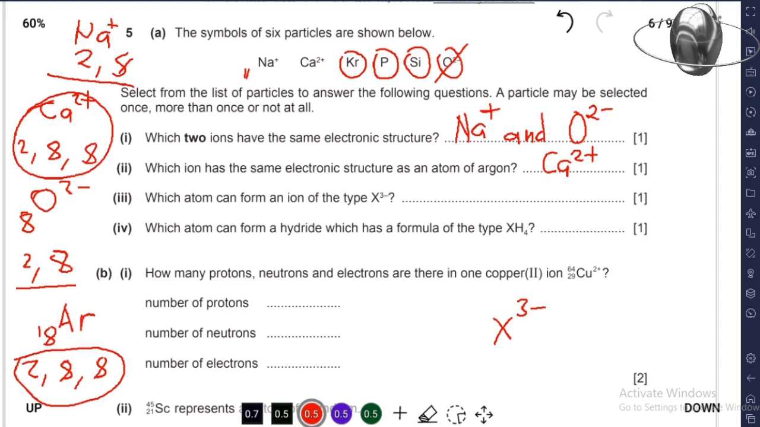Now, the proton number of phosphorus is actually 15. So we are going to say phosphorus 15. The first shell is going to have 2, the second shell 8, the last shell will have 5. This substance reacts by gaining 3 electrons. So since it gains 3 electrons, it is going to form 3 negative. So the answer here is P.